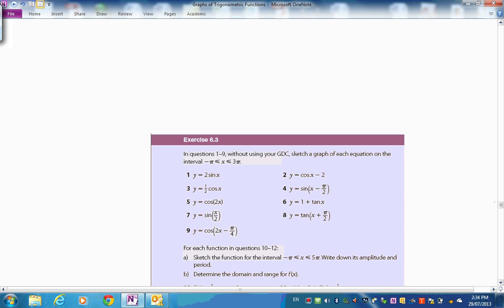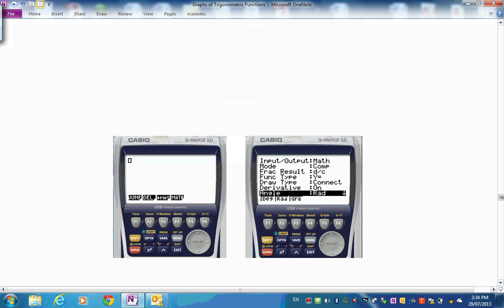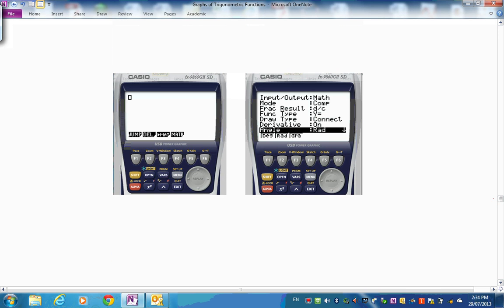Just make sure when you're doing this on your calculator, if you're drawing graphs on the calculator, if you're allowed to do that, like in paper 2, just remember, go to run mode, hit shift setup to go into the setup menu, scroll down and make sure it's in radians there. Make sure of that. Okay, that's if you're allowed to use a calculator to draw the graphs of these things.